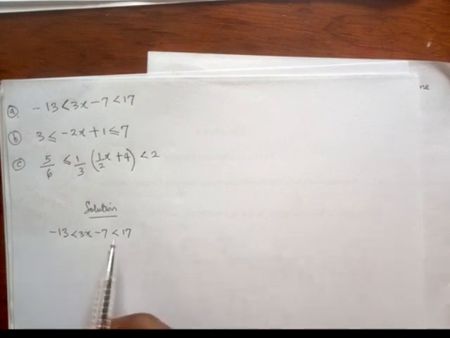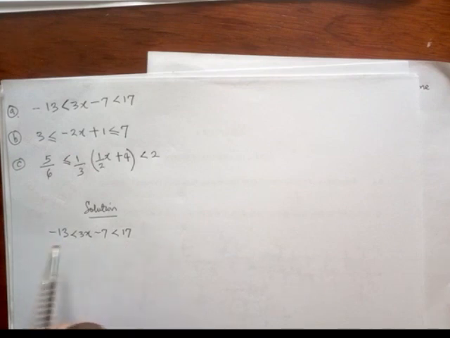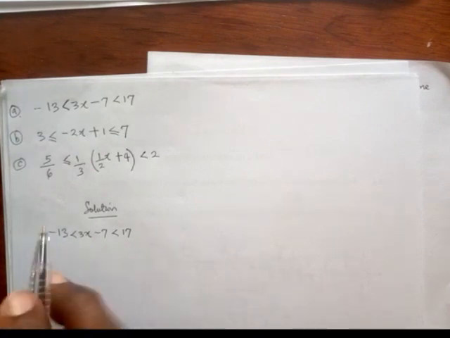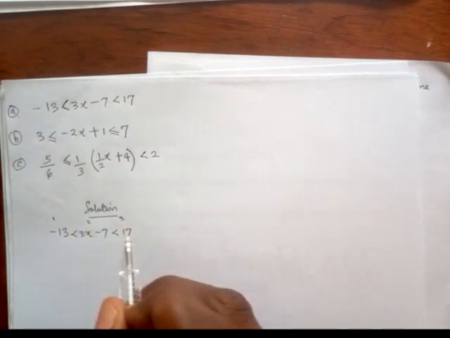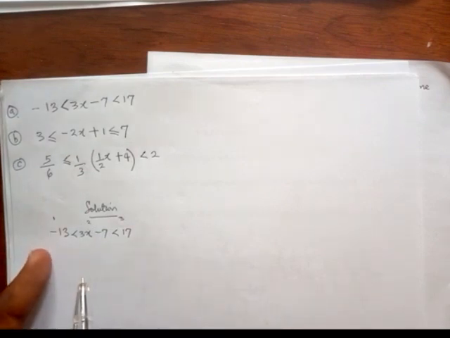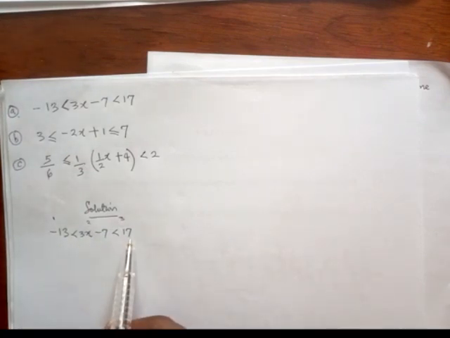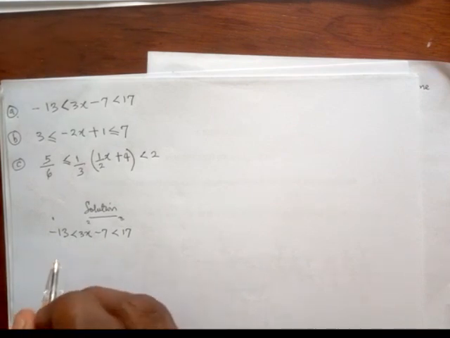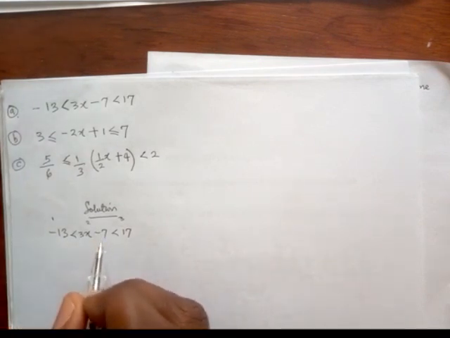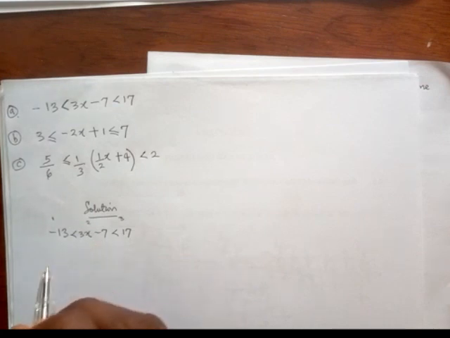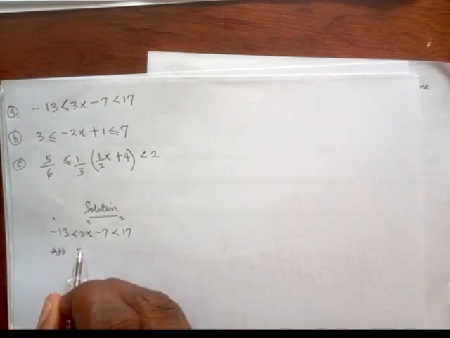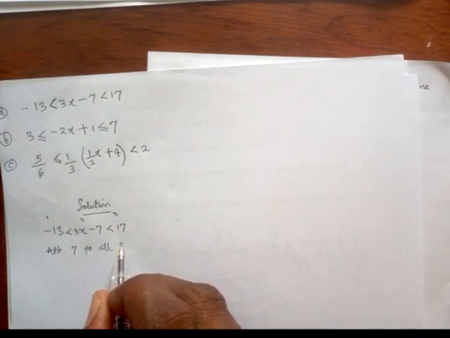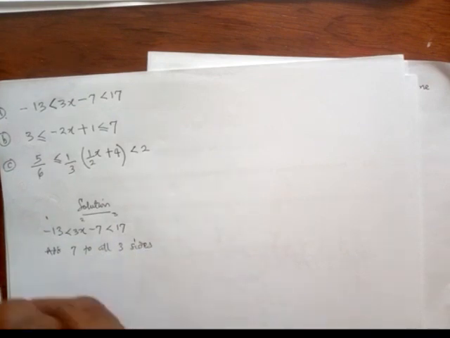So in solving this, notice that we have three sides of this inequality. We have the first side on your left, the middle partition, and then the one on your right. Because this is minus 7, we're going to add 7 to all three sides of the inequality.